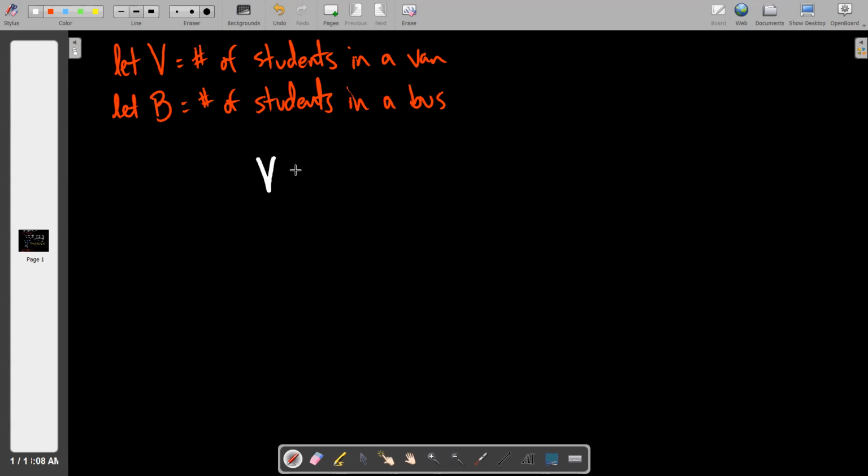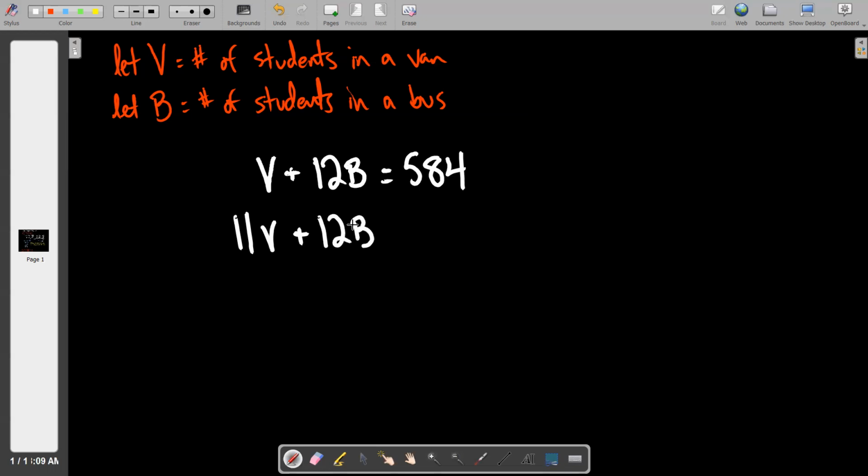So one van and 12 buses sent a total of 584 students. How about high school B? 11V plus 12B. So they sent 11 vans and 12 buses and had a total of 664 students. And there's our system. And yet again, I think you'll find that this is a relatively simple system. By now, this ought to be easy.